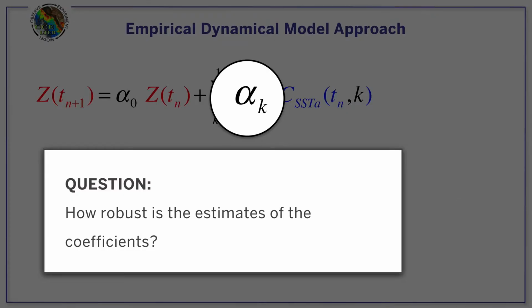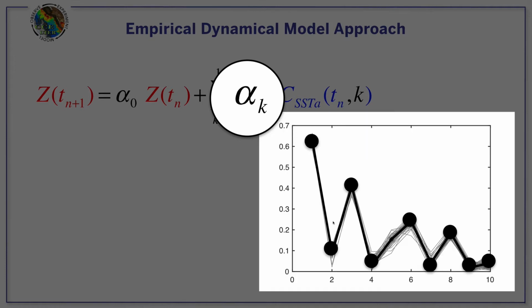Now, one question that could arise is how robust is the estimate of the coefficients? Because in principle, you would want a model where these alphas are not very sensitive to which kind of training data set you use to estimate them. And so let's look at these alphas. Here what is plotted are the alpha k's associated with the sea surface temperature forcing. And you can see here that each dot is a different coefficient, and the gray lines are the different realizations from the cross validation. So you see there's not a lot of spread. Actually, this is quite robust.